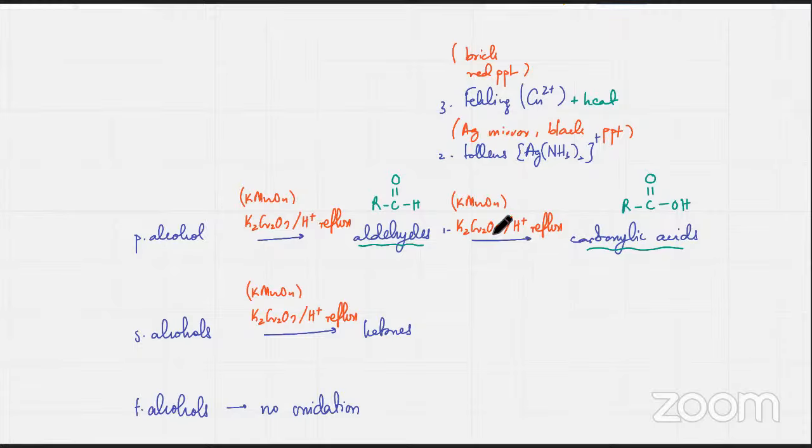K2Cr2O7, hopefully everyone remembers, that's orange to green. KMnO4, that's purple to colorless. So remember the conditions of each one of them. Then there are a few more things. If you want this reaction to stop at aldehyde, and you don't want it to get oxidized to carboxylic acid, how do you stop here? The way you can stop at this point is, instead of reflux, use distillation.